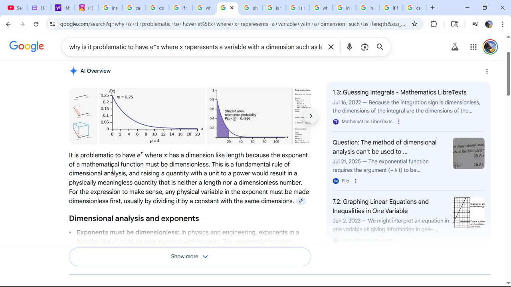So this is a fundamental rule of dimensional analysis, and raising a quantity with a unit to a power would result in a physically meaningless quantity that is neither a length nor a dimensionless number. For the expression to make any sense, a physical variable in the exponent must be made dimensionless first. That's kind of cool, because now when you see an equation for complex physics stuff, you can be like, oh, it's e to some sort of variable of t. Well, there's got to be constants in there that make that variable of time dimensionless, and that's what we see.